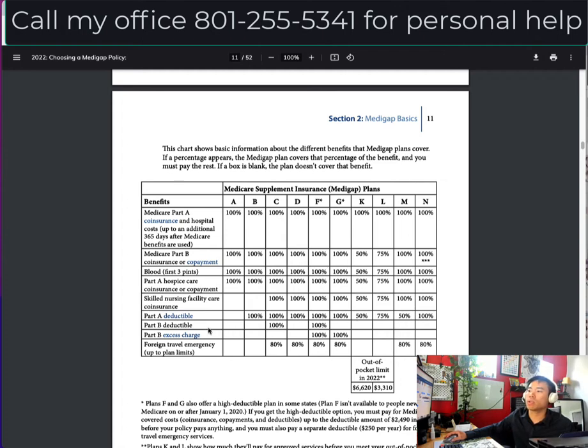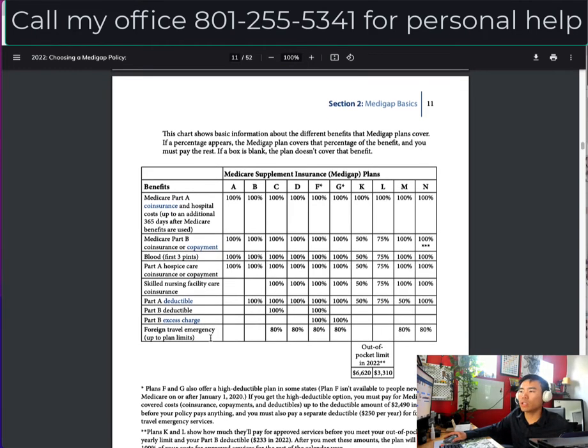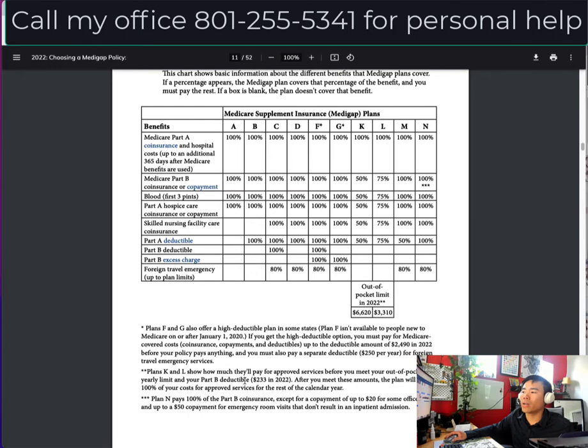The only responsibility that you have to be concerned about is your once per calendar year Part B deductible of $233. That only pertains to outpatient services. So let's say at the beginning of the calendar year, you go see your primary care physician or specialist. At the time of service, you'll be responsible for that $233. Once that amount is satisfied, Plan G will pick up all of your Part B co-insurance, 100%. Your Part B excess charge, 100%. It also covers 80% of foreign travel emergency.